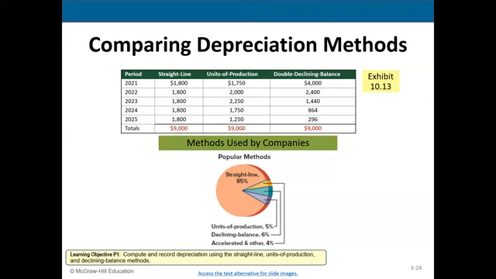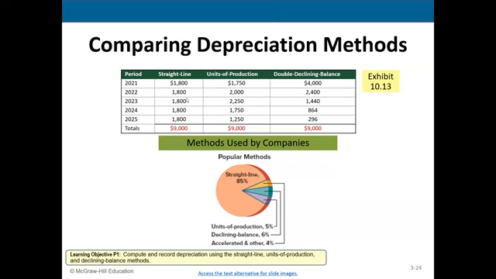So here we have a comparison by method. Most businesses choose straight line. Why? Because it's the easiest. It's the most predictable. That's the real reason. 85% of companies usually choose straight line. Units of production, 5%, double declining balance, 6%, other ones, 4%. It's pretty average.